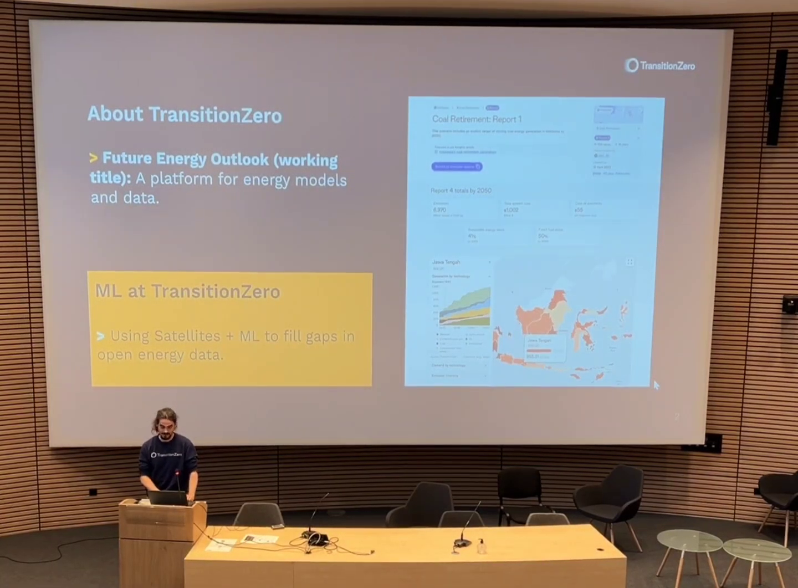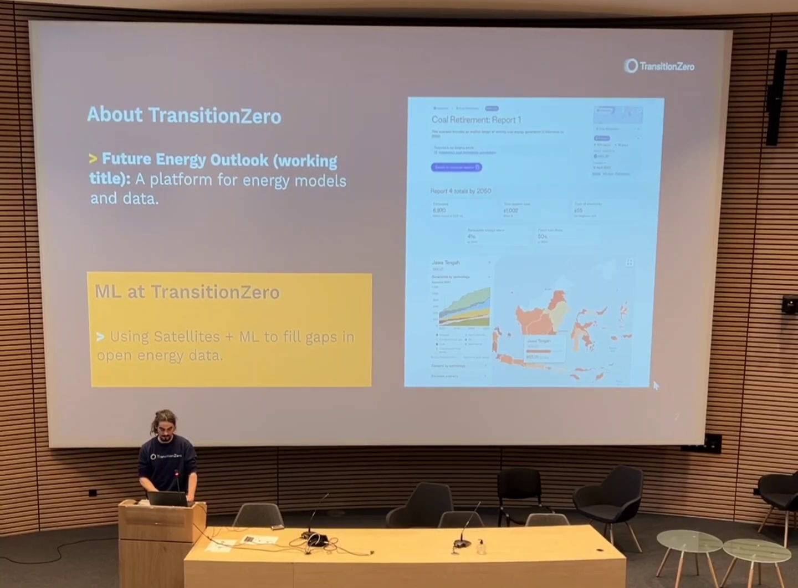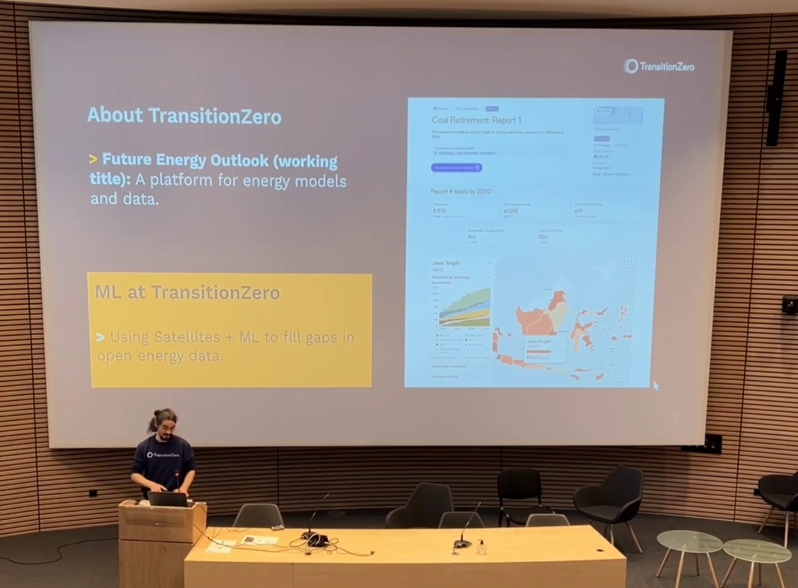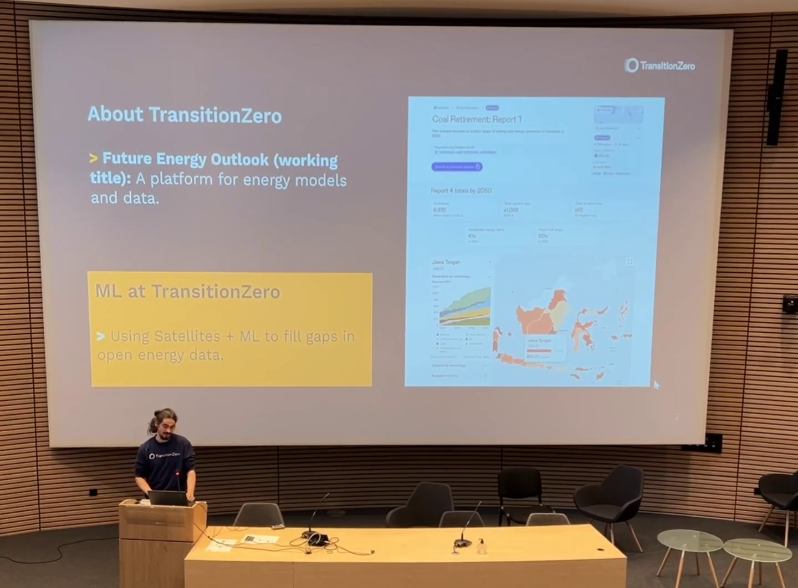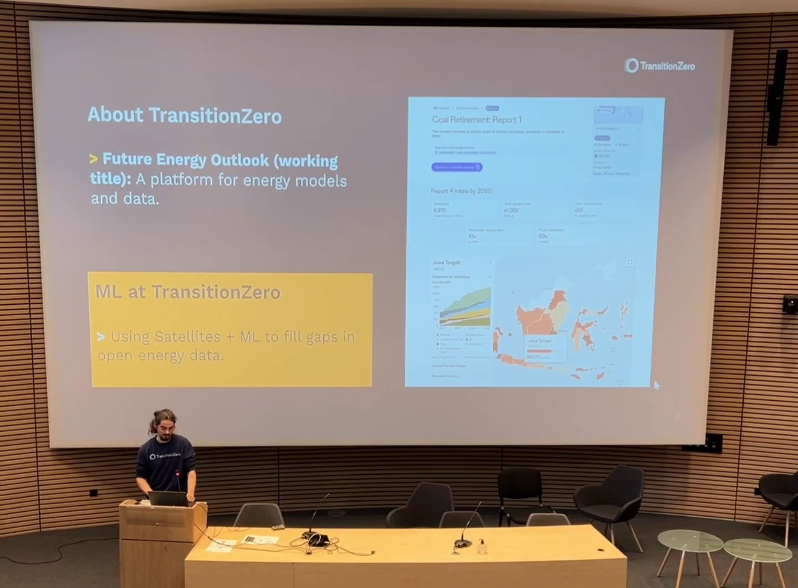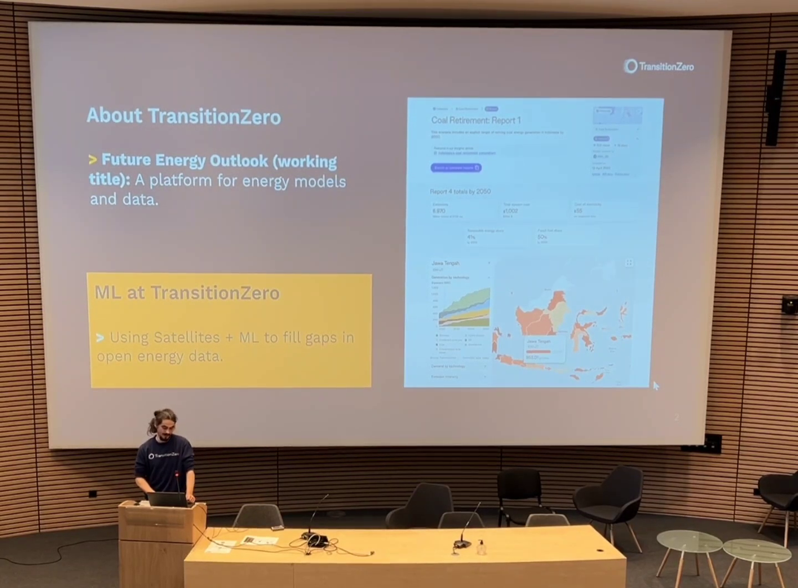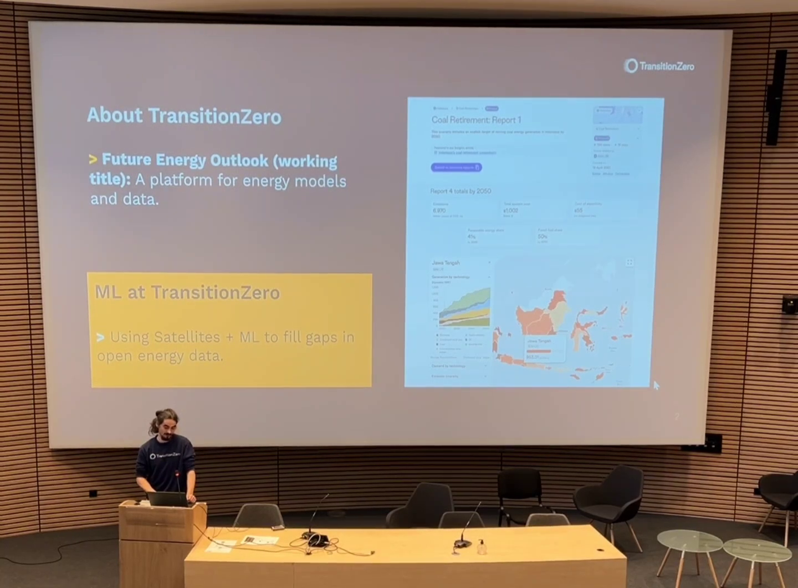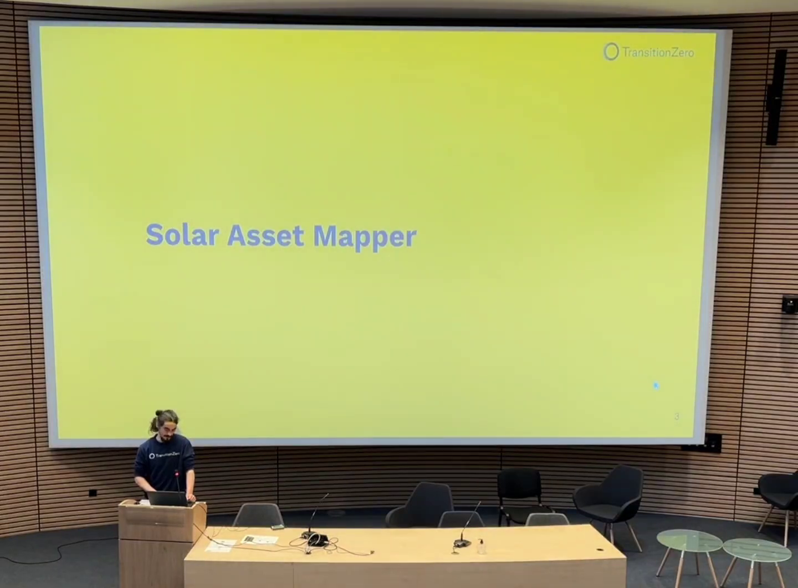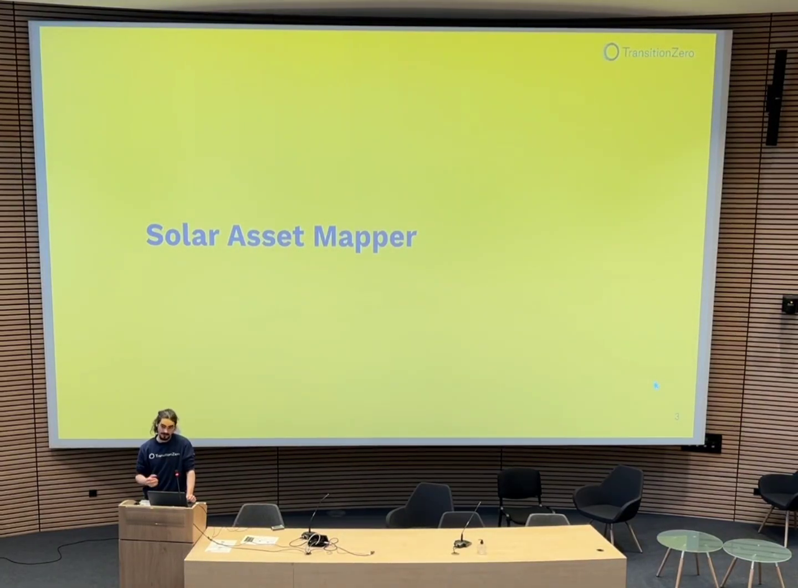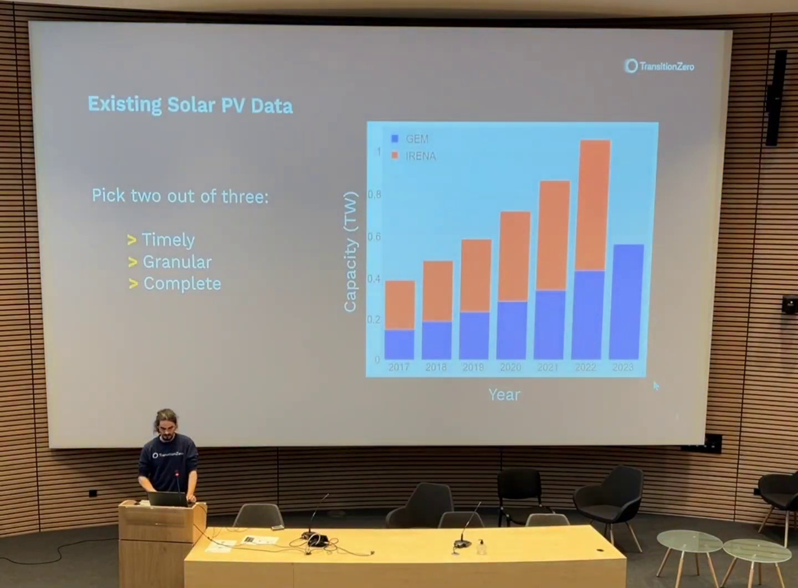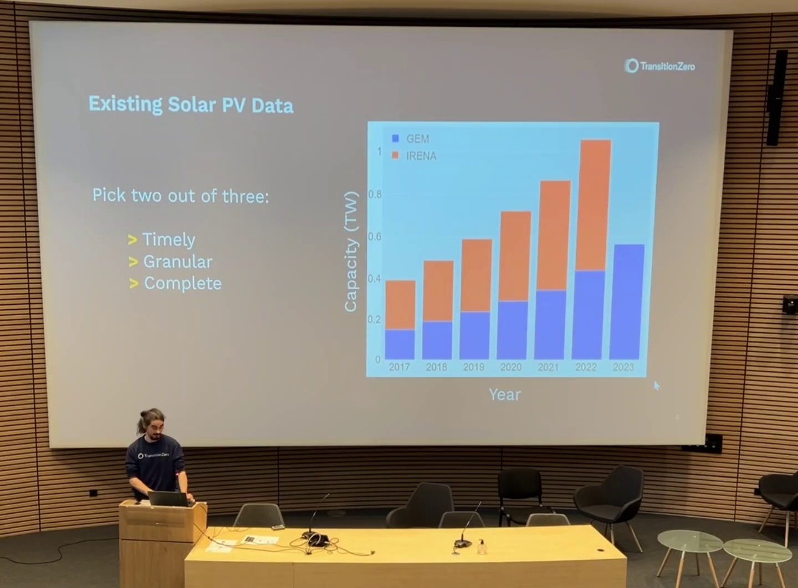So Lucas already introduced Transition Zero. The ML team at Transition Zero basically feeds our data and modeling platform with energy data sets. So we need lots of globally distributed data at as high resolution as possible to enable as many use cases for our models as possible. And this is where our solar dataset, solar project comes from. So this is one of the data gaps that we tried to fill.